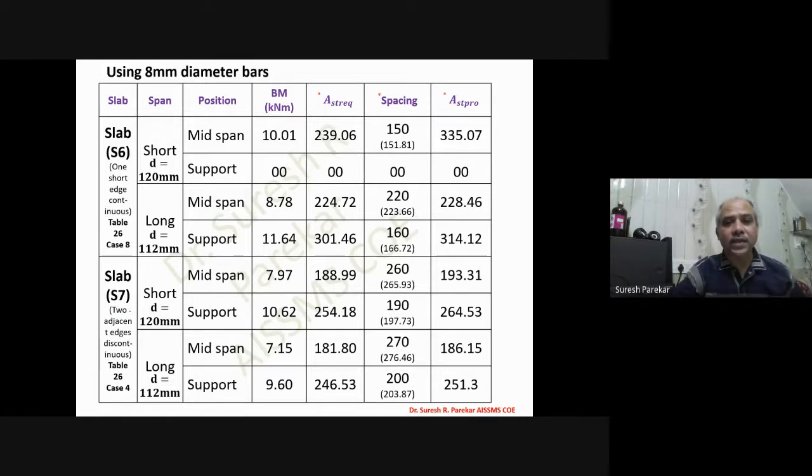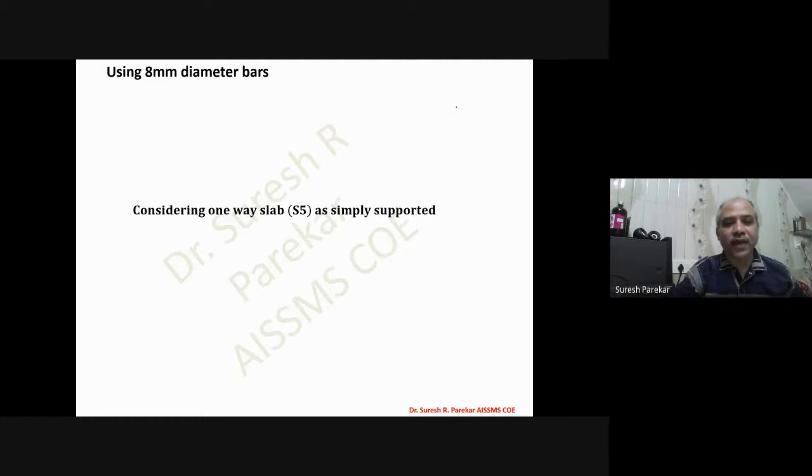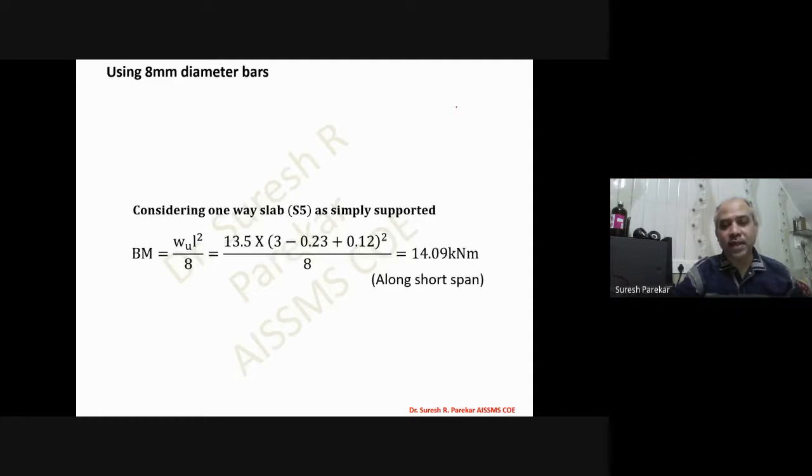And then we have these values of the bending moment, and accordingly we have calculated the value of AST required, spacing, and AST provided. AST required is in millimeter square, spacing in millimeter, and AST provided is in millimeter square. Then for slab S5 we have considered it as one way simply supported, and we have considered WL square by 8. This is on the safer side. We can go for WL square by 10 by considering it continuous on both sides, as we use in purlins, but on the safer side we have considered WL square by 8.